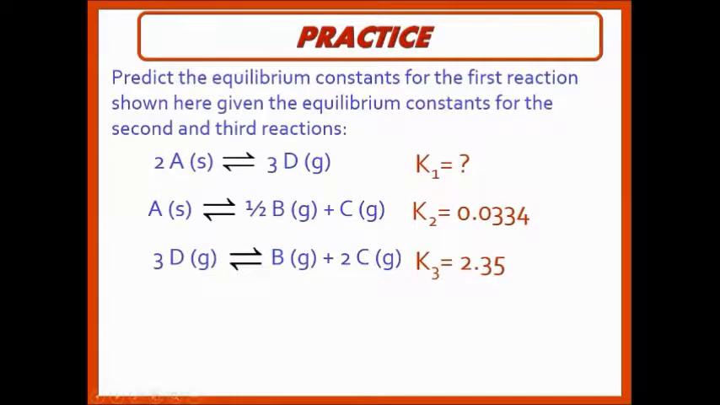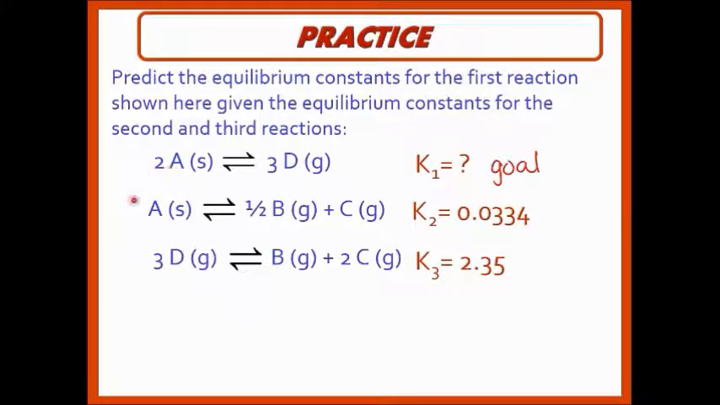Now let's try a problem to illustrate how to apply those rules. So in this problem, it states to predict the equilibrium constant for the first reaction shown, given the equilibrium constants for the second and third reactions. So in this scenario, K1 is our goal equation, and we need to manipulate equations 2 and 3 in order to somehow add up to give us equation 1.